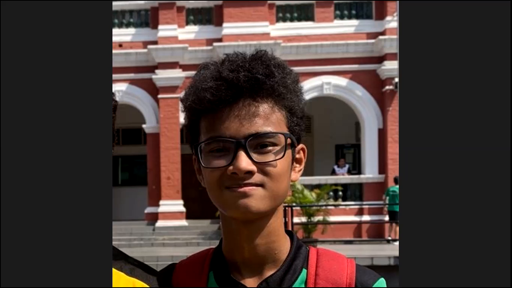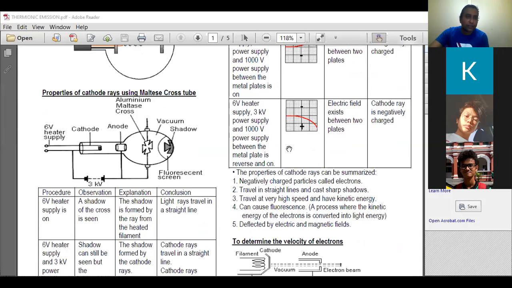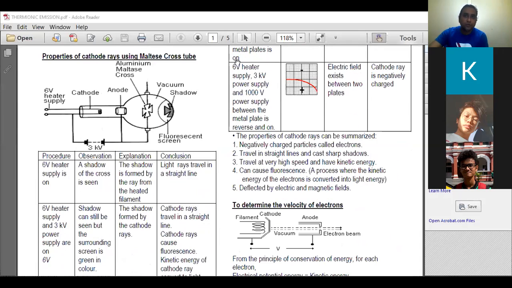Now next we look at properties of cathode ray. This experiment uses an instrument we call a multi-cross tube. A multi-cross tube is exactly like your electron gun, with only a few extra things. You have a filament here, then the anode, and then the cross. The cross is just an obstacle, and then you have a screen here, which we call a fluorescent screen. This screen is coated with a special material where, when an electron hits the screen, it produces light, just like your TV.